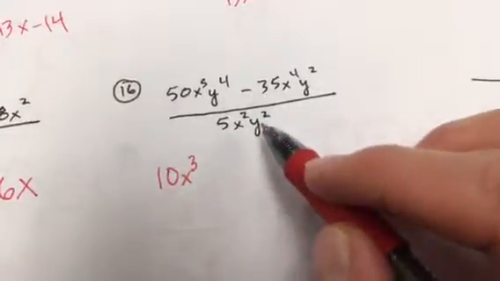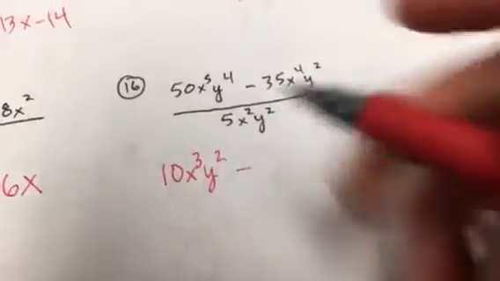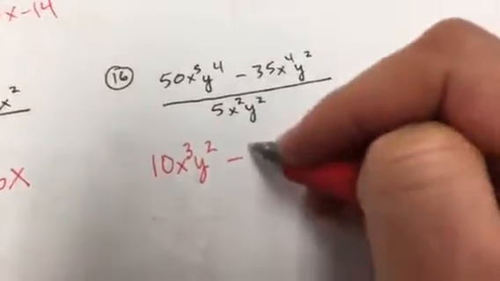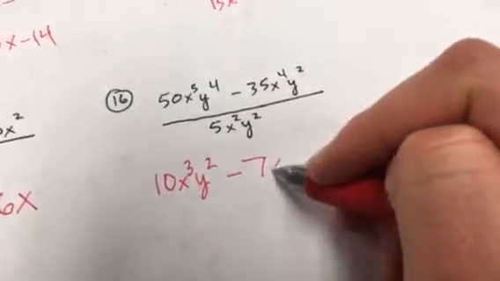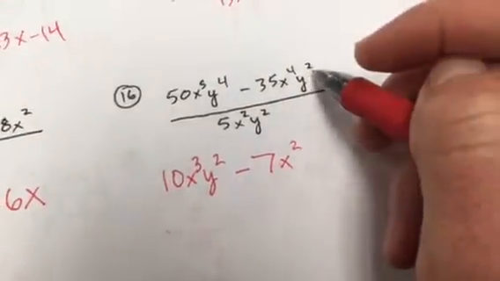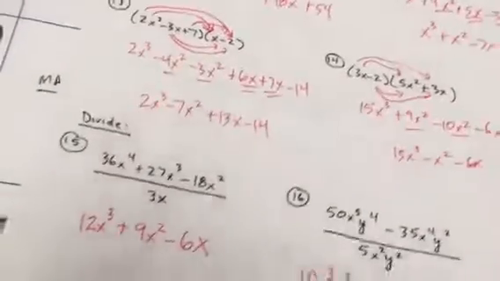y to the fourth divided by y squared is y squared. Minus 35 divided by 5 is 7. 4 minus 2 for the x's would give you x squared. This has y squared, but you're taking away y squared. No more y's left there.